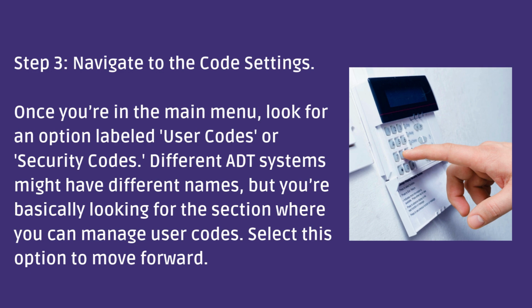Step 3. Navigate to the code settings. Once you're in the main menu, look for an option labeled User Codes or Security Codes. Different ADT systems might have different names, but you're basically looking for the section where you can manage user codes. Select this option to move forward.